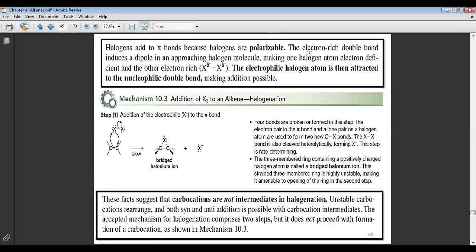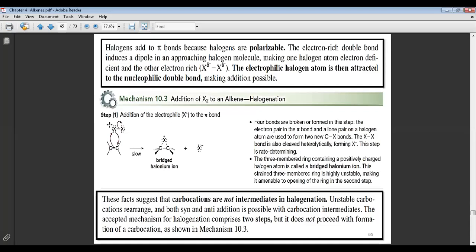Okay. Look, he said the electron-rich double bond induces the dipole. Look, induce, يعني تحث. Okay, it induces the dipole in the halogen molecule to be partially positive, partially negative. Okay, and the electrophilic halogen atom is then attracted to the nucleophile. That means the nucleophile, that double bond, will attack the partially positive side of the molecule, and the addition will happen.